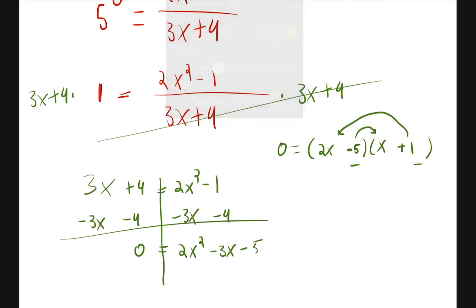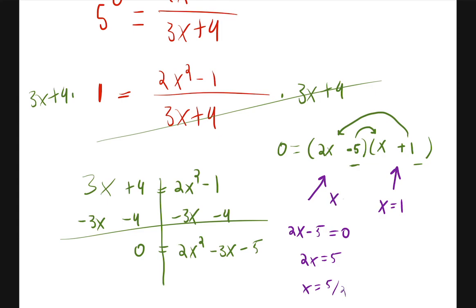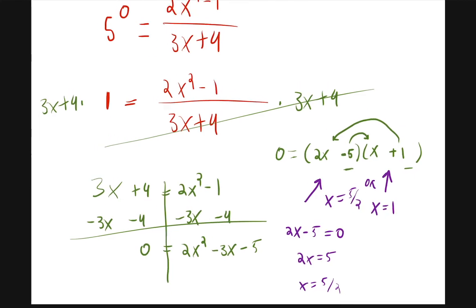And so what this means is our first answer is x equals 1. Our second one, you might have to do a little algebra to solve this. We want to know when 2x minus 5 is 0. We want to know when 2x equals 5. We want to know when x equals 5 over 2. So our two answers here, before we check for extraneous solutions, are 5 halves and 1.